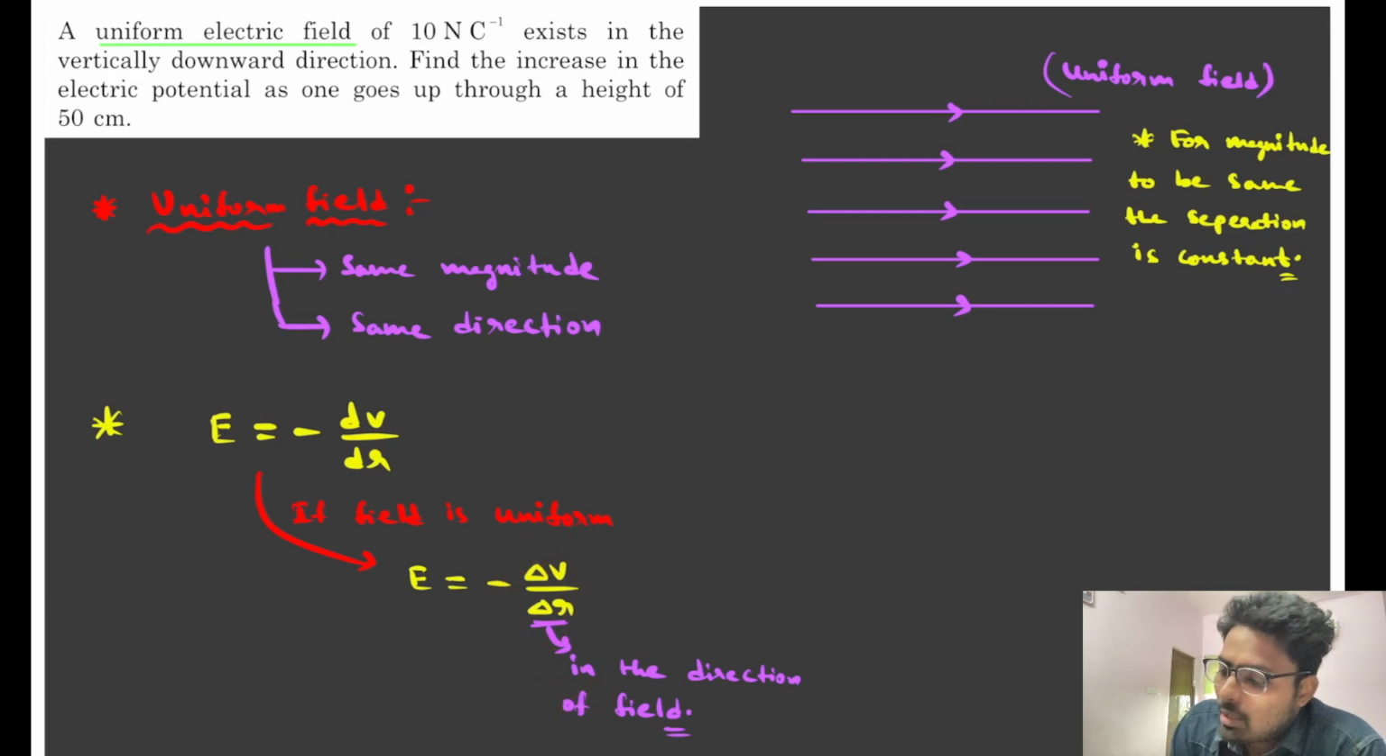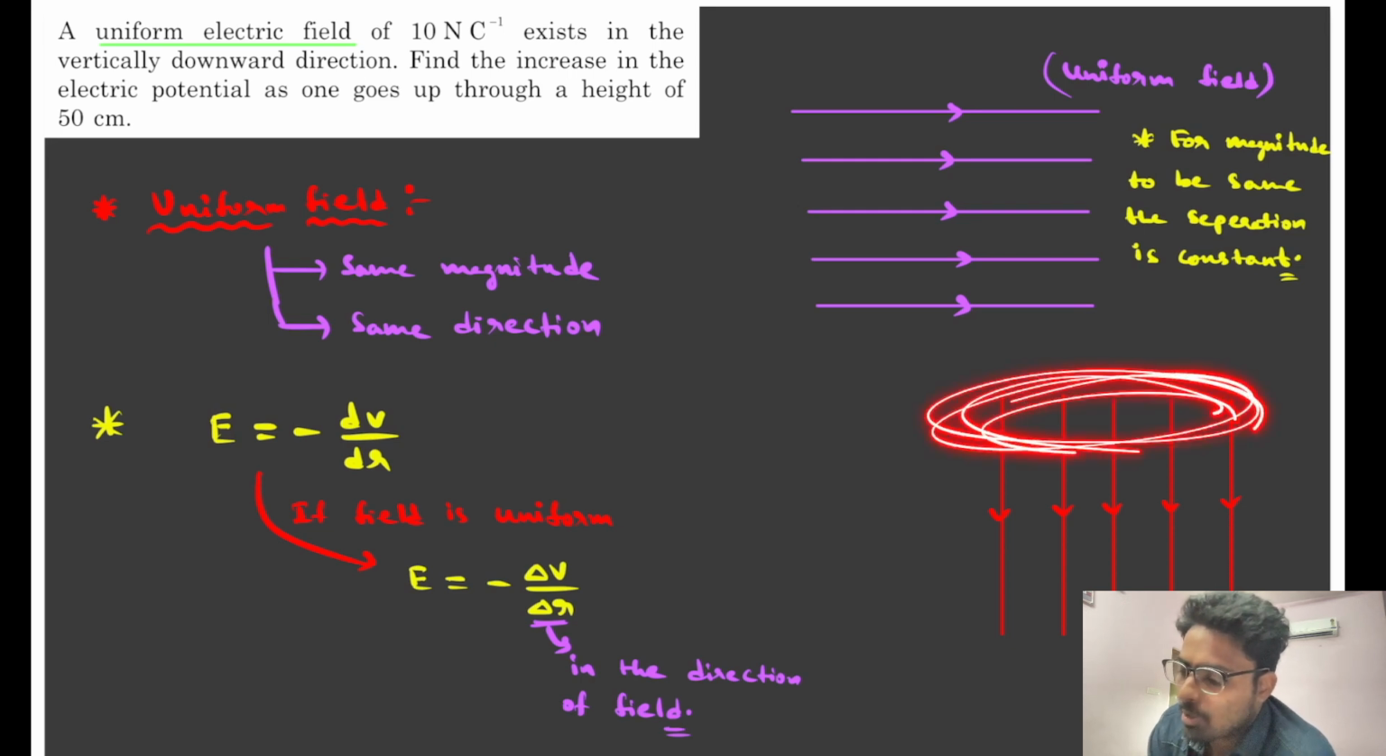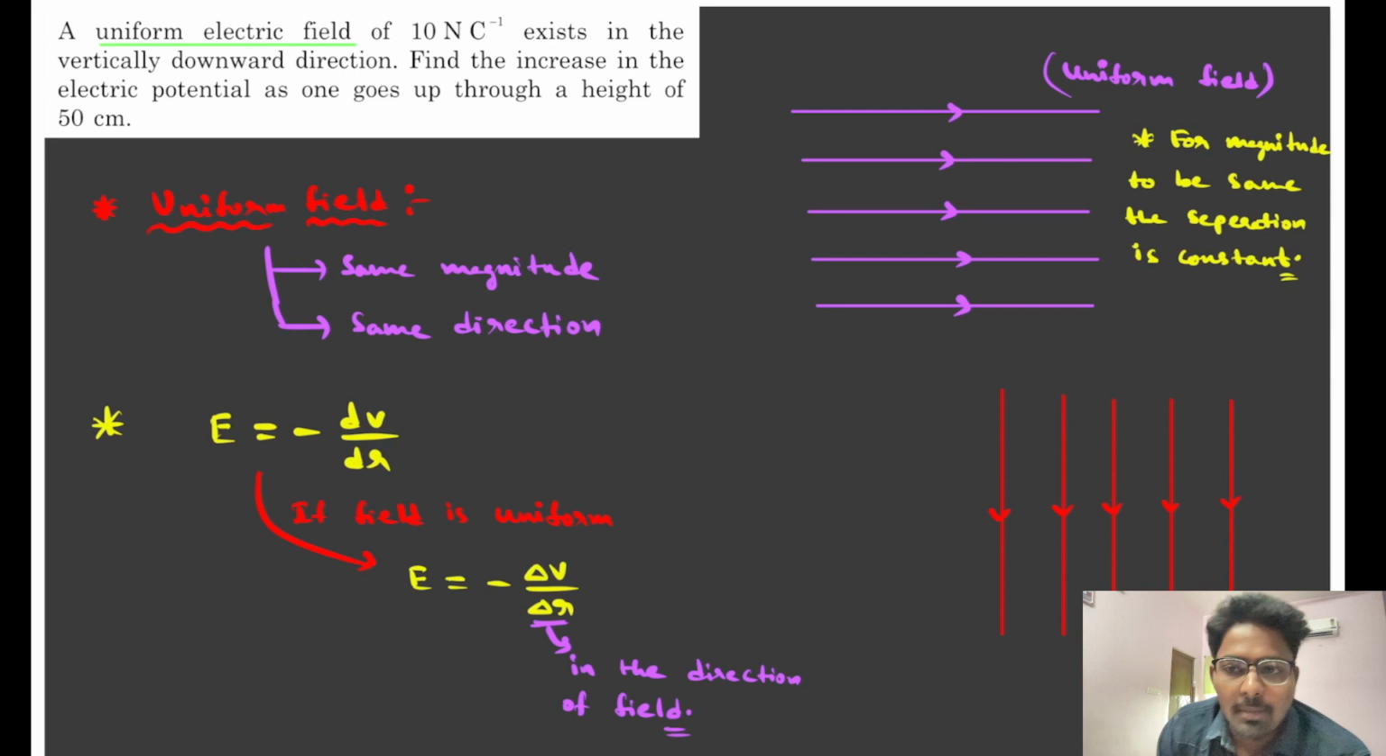Okay, now they're telling to find the increase in potential energy as one goes up through a distance of 50 centimeters. 50 centimeters means 0.5 meters. So first of all, they are telling how the field lines are there. Uniform field lines exist in the vertically downward direction. So remember, already in the theory part I told, field lines will always flow from where to where? Higher potential to lower potential. So that means the upper region will be of the higher potential. This is the higher potential region, and this is the lower potential region, right?